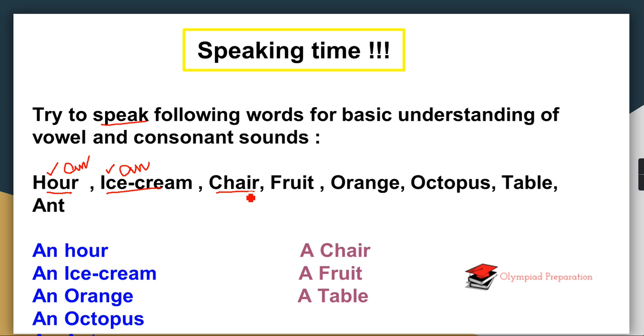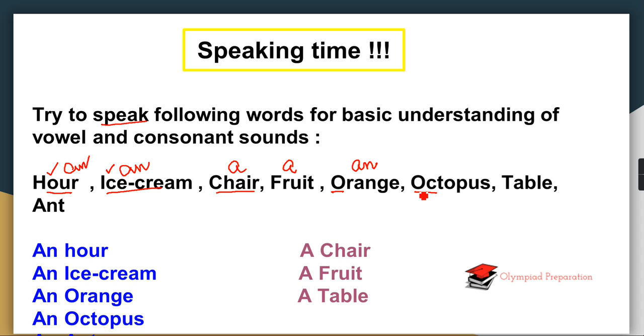In the third word, chair, the first letter is not producing a vowel sound. So, we will write a chair. Fruit, f sound. So, the first sound is a consonant sound. So, we will use a fruit. Orange, the sound is a vowel sound. So, we will always write an orange.